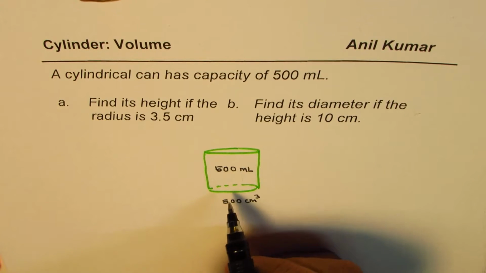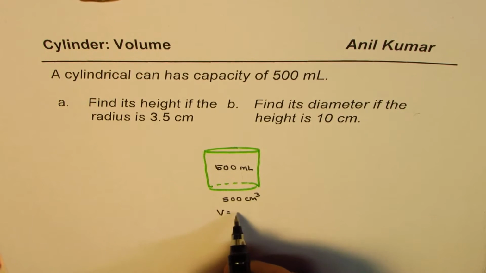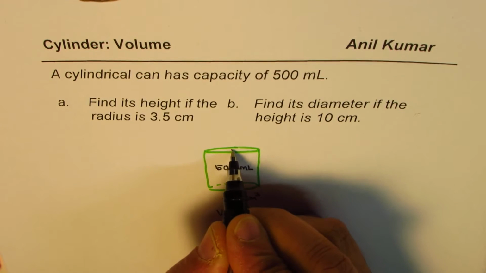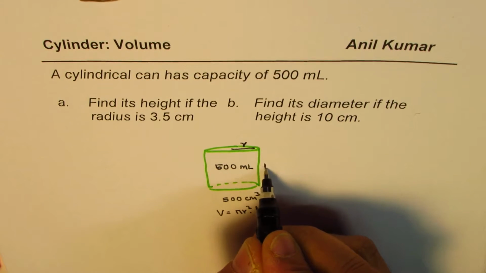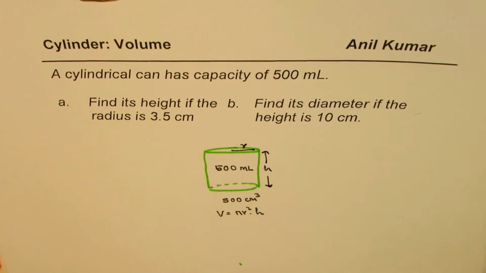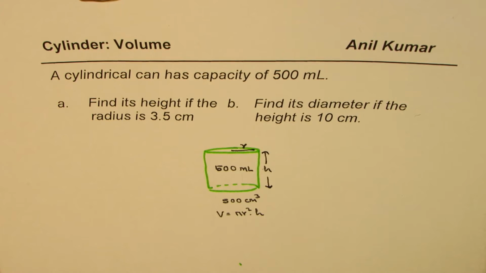Now the formulas related are that volume is pi r square, which is area of the base, times height, where r is the radius and h is the height, right? So that is all known to us. Now with that information, I'd like you to pause the video, answer the question, and then look into my suggestions. Now let's see how to solve the first one.